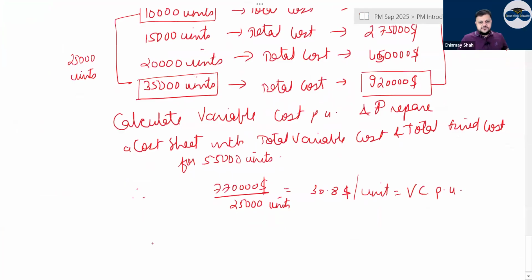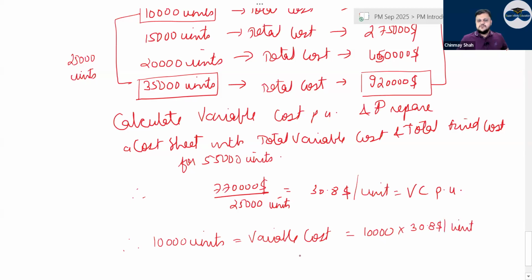Therefore, at 10,000 units, how much is the variable cost? How will you find variable cost? Sir, 10,000 units into how much per unit? $30.8 per unit. Therefore, how much is total variable cost?